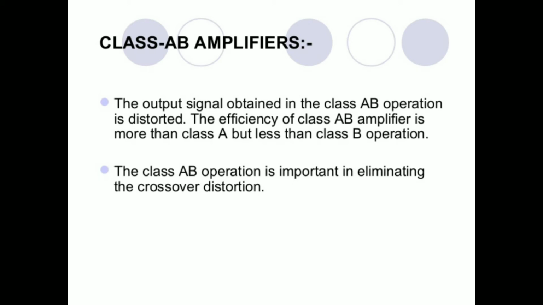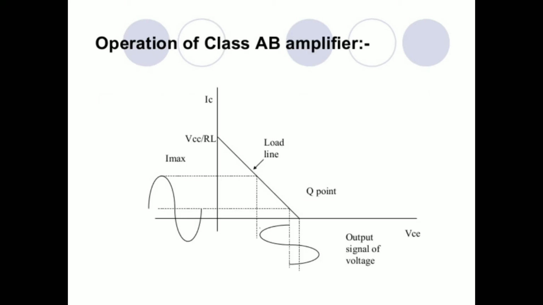But the output signal obtained in class AB operation is distorted. The advantage is that the efficiency of class AB amplifier is more than class A but less than class B operation. So its efficiency lies in between. Class A amplifier is around 50%, in class B it is 78.5%. And another advantage is that it can eliminate the crossover distortion problems that we were having in case of class B amplifier configuration.